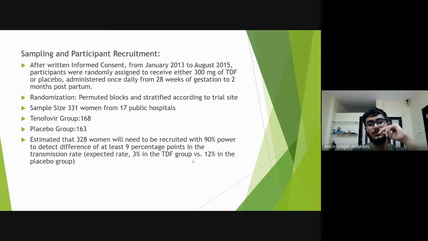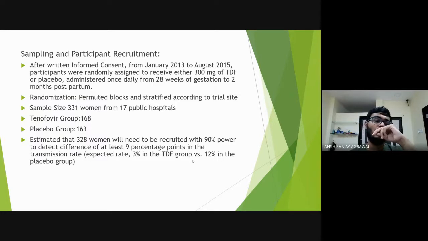And then afterwards it was stratified according to trial site. Stratification is nothing but basically making subcategories or subgroups in a population according to a defining characteristic. For this, our characteristic was trial site. Then coming to the sample size, 331 women from 17 public hospitals were taken. In the Tenofovir group, 168 women were placed, and in the placebo group, 163 women were placed.